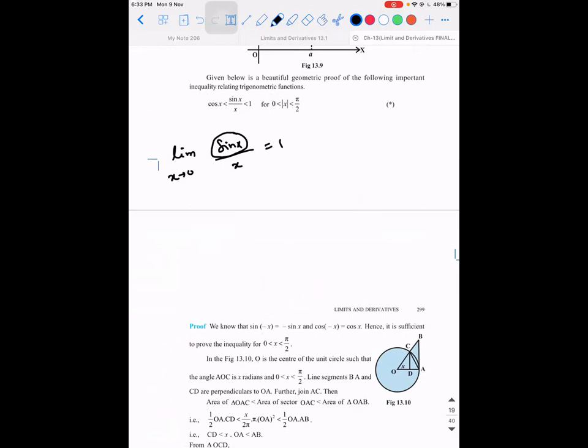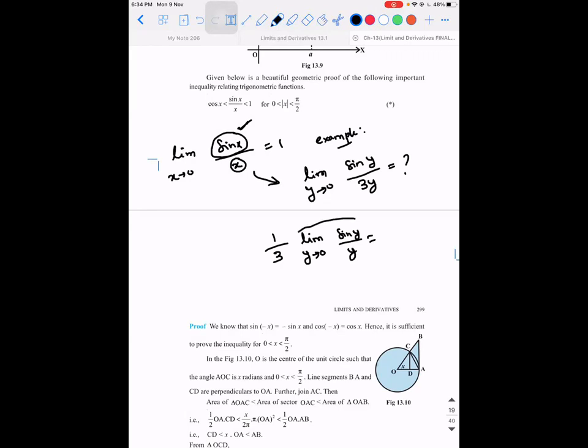Whenever the value of x is very small, sine of the value divided by x is 1. Example, if I give you a question like this, limit of y tending to 0, sin y divided by 3y, what will be the answer? I'm just teaching you how to apply this as a formula. How will you apply it? It is 1 by 3, sir. It is 1 by 3 because you will take that 1 by 3 outside. Limit y tends to 0, sin y by y is 1. So 1 by 3 into 1 is going to be 1 by 3.